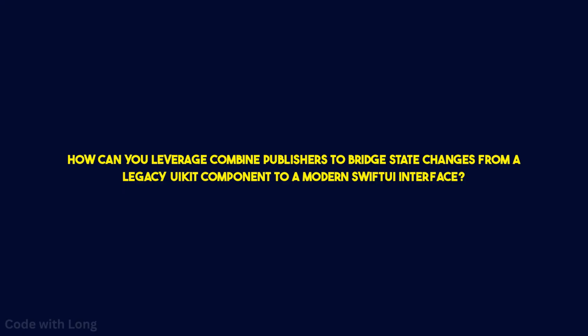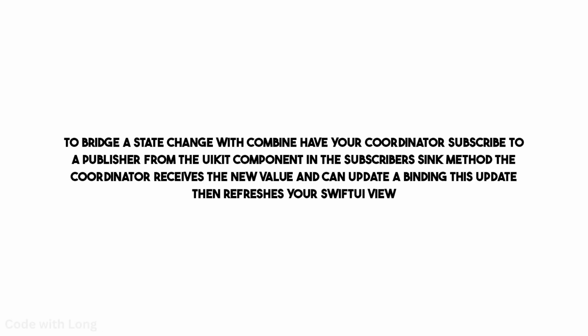How can you leverage Combine publishers to bridge state changes from a legacy UIKit component to a modern SwiftUI interface? To bridge a state change with Combine, have your coordinator subscribe to a publisher from the UIKit component. In the subscriber's sink method, the coordinator receives the new value and can update a binding. This update then refreshes your SwiftUI view.